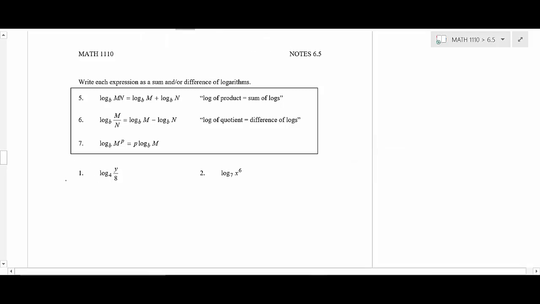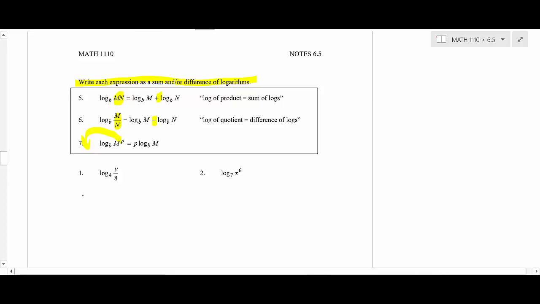So to begin with, on these problems, what we're going to do is write each expression as a sum or difference of logs. And you want to know these properties. These are the three main ones that we're going to talk about here today. If you have a log of a product, then you break it up into the sum of two logs. If you have a log of a quotient, then you break it up into the difference of two logs. And anytime you have a log of a number to a power, the power can come down in front of the exponent, okay? So what we're going to do is just write these out.